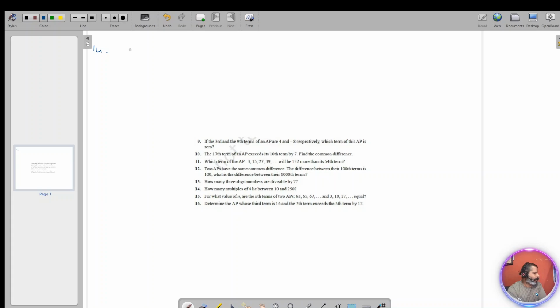So here, how many multiples of 4, right? Between 10 and 250. What is the first multiple of 4 after 10? Sorry, I didn't write that. So we'll write in this way.